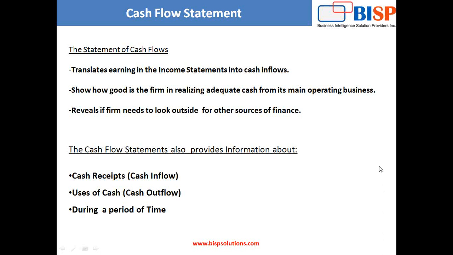There can also be a disclosure of non-cash activities. The cash flow statement is partitioned into three segments, namely cash flow resulting from operating activities, cash flow resulting from investing activities, and cash flow resulting from financing activities, and it may also include a disclosure of non-cash financing activities.